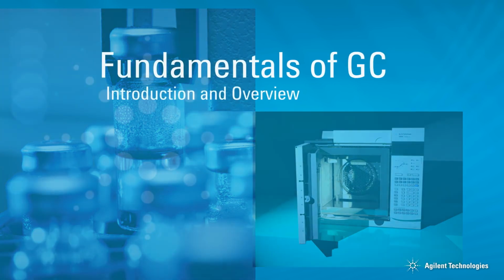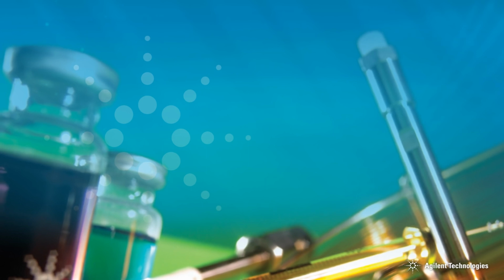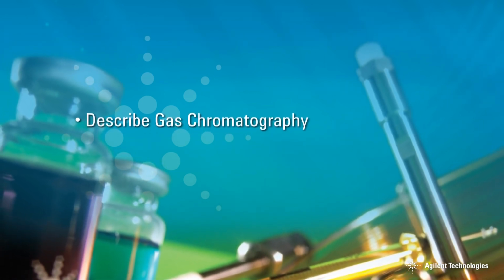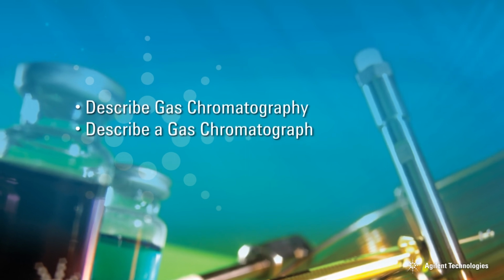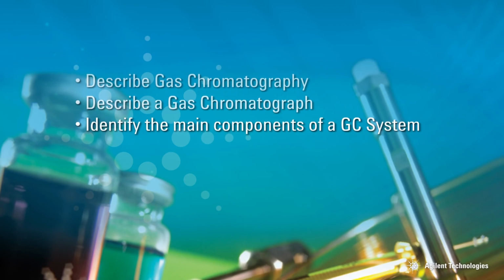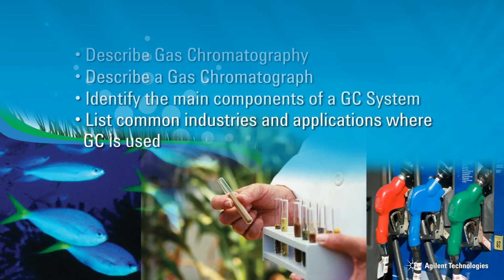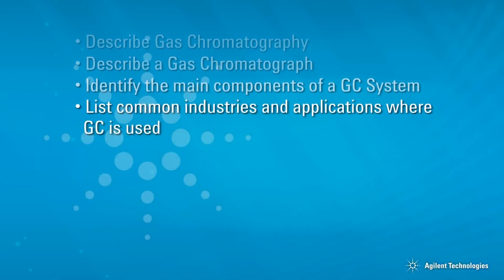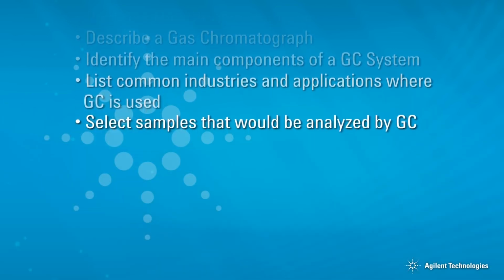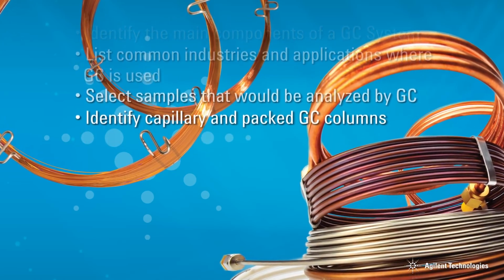centigrade or less. Completion of this introductory training module on gas chromatography will prepare you to describe gas chromatography and a gas chromatograph. Identify the main components of a GC system. List common industries and applications where GC is used. Select samples that would be analyzed by GC. Identify capillary and packed GC columns.